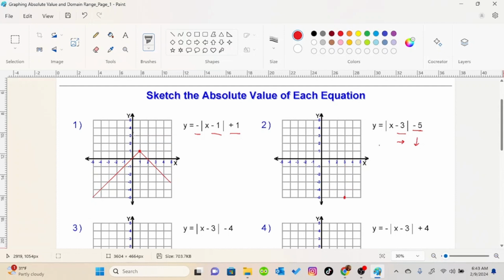Now we can draw it going up because there is not a minus sign in front of the absolute value symbols. So this one opens upward. And this is what the absolute value function on number 2 would look like.